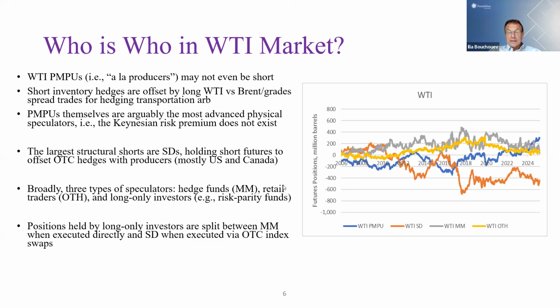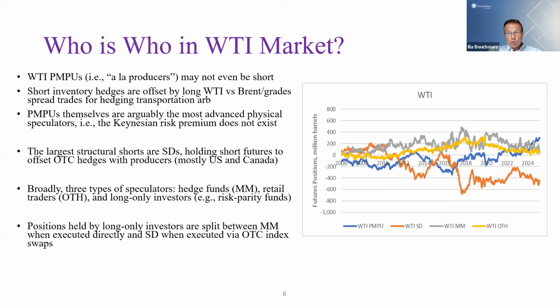So this long WTI sometimes offset even exceeds the inventory shorts. That's why you see the positions held by WTI so-called producers don't even have to be short. And on top of that, there is a fair amount of speculation by the same folks who are hedging the ARB or holding inventory in the tank. So that bucket, PMPU, is really not particularly useful in analyzing the behavior of producer hedging.